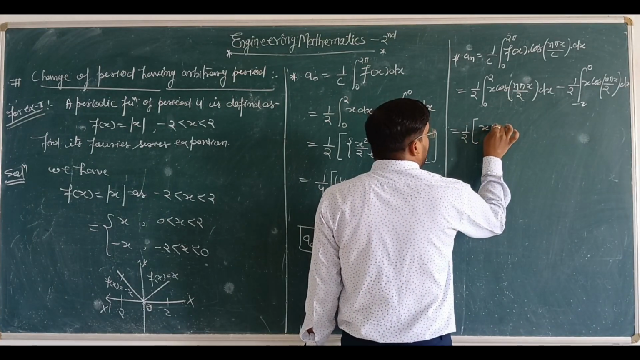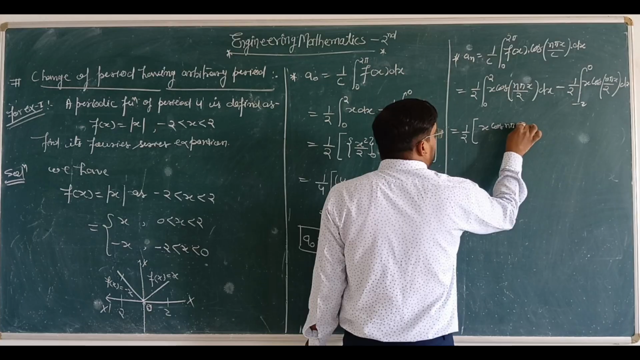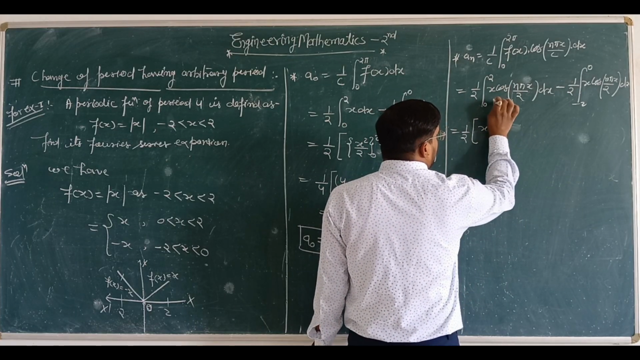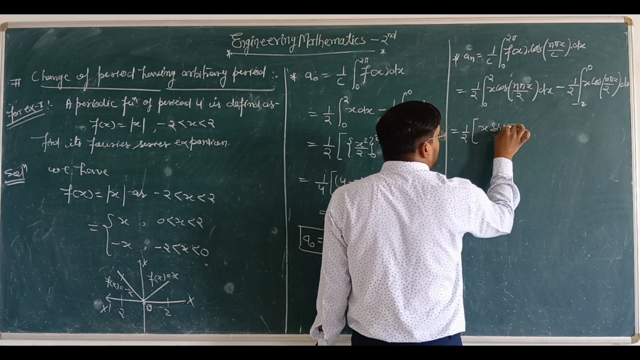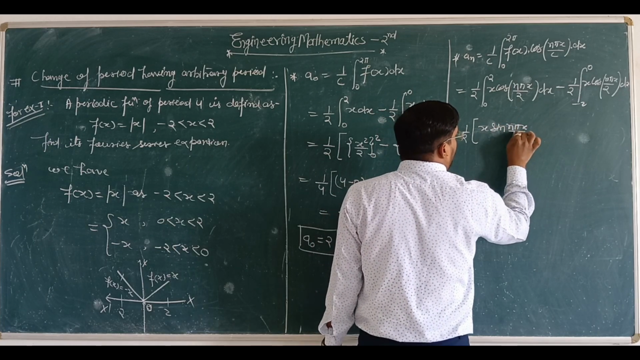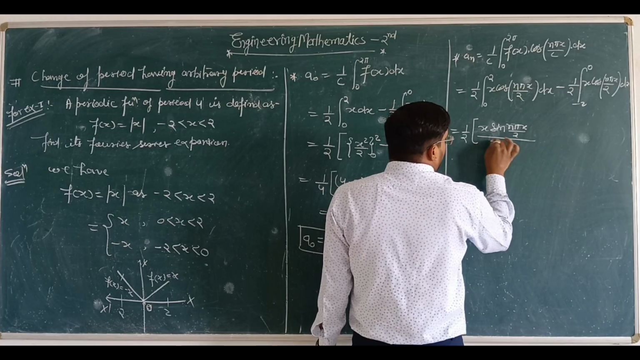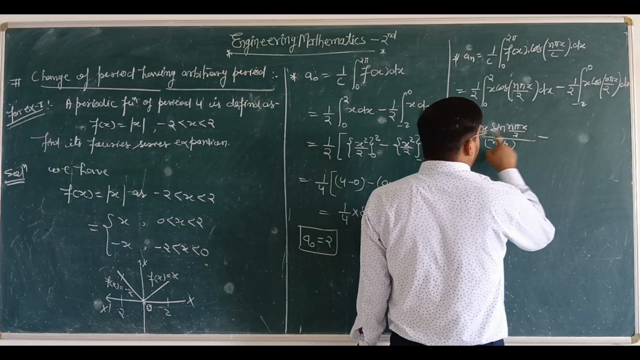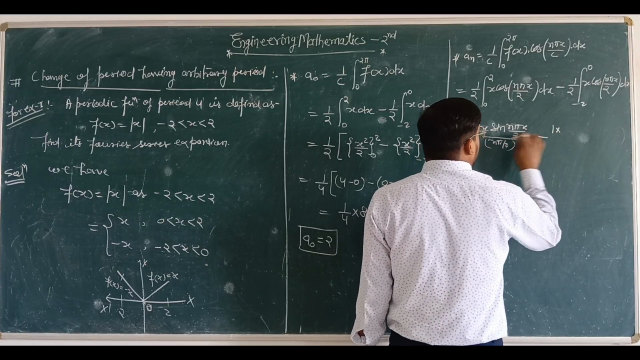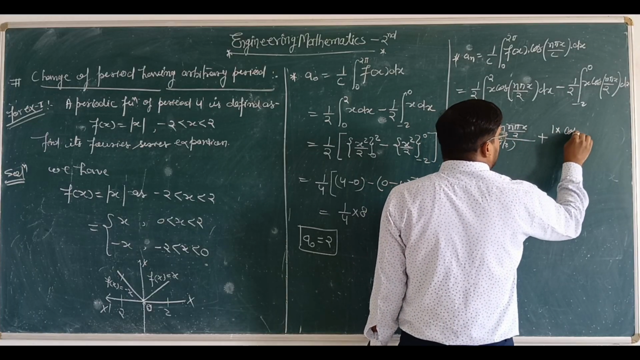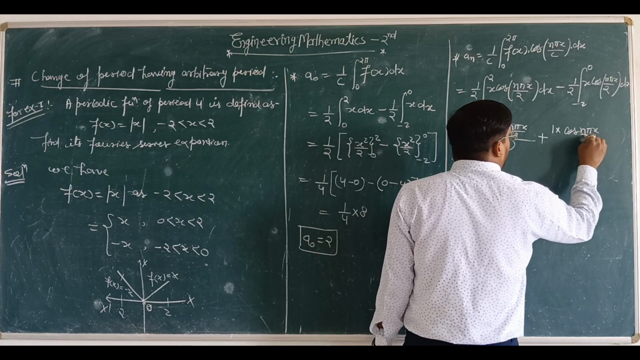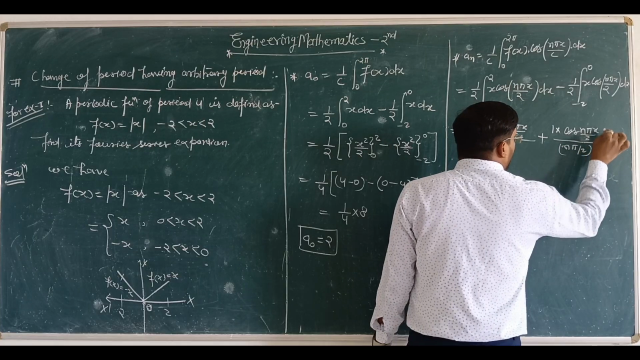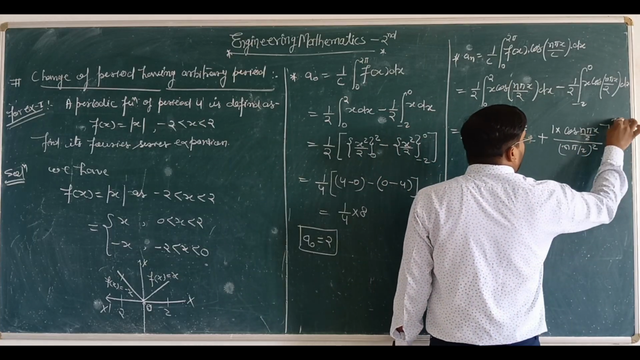You can write 1 by 2 integration of x cos n pi x upon 2. Now integrate this function. You can write x into sine n pi x upon 2 total upon n pi upon 2, minus, now the differentiation of this function is 1 into integration of sine, this is minus minus plus, cos n pi x upon 2 total upon n pi upon 2 to the power 2. Now limit 0 to 2.